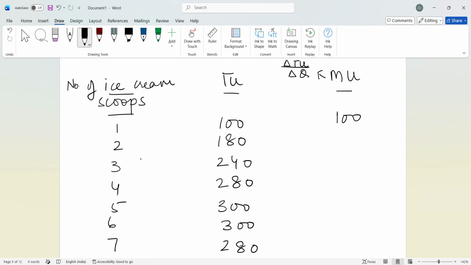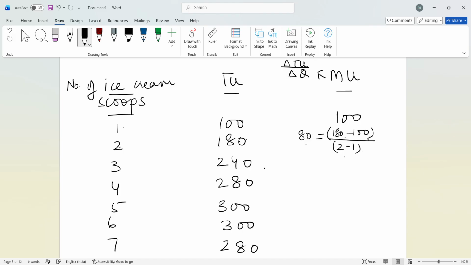But going to the second unit of consumption, the change in my total utility is what? 180 minus 100. That's my change in total utility, divided by change in Q, which is nothing but 2 minus 1. Now this gives me my marginal utility as 80. 180 minus 100 is 80. 2 minus 1 is 1. 80 divided by 1 is 80.